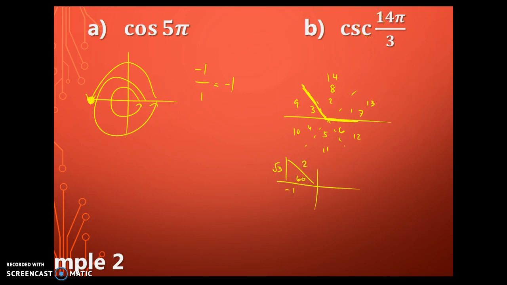Cosecant is going to be sine upside down. So sine would normally be root 3 over 2. This is 2 over root 3.